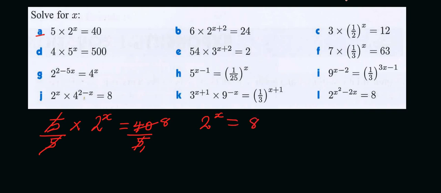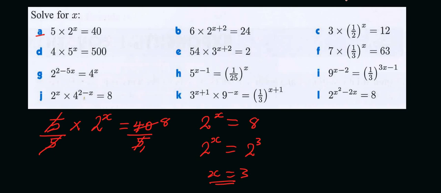Since we have the base 2 on the left side, we also have to make the right side a base that can give us 8. So this will become 2 exponent x is equal to 2 exponent 3. 2 to the power of 3 will give you 8. At this point, you can see that we have the same base on both sides, so automatically our answer is x is equal to 3. Final answer. I hope this is clear to you.